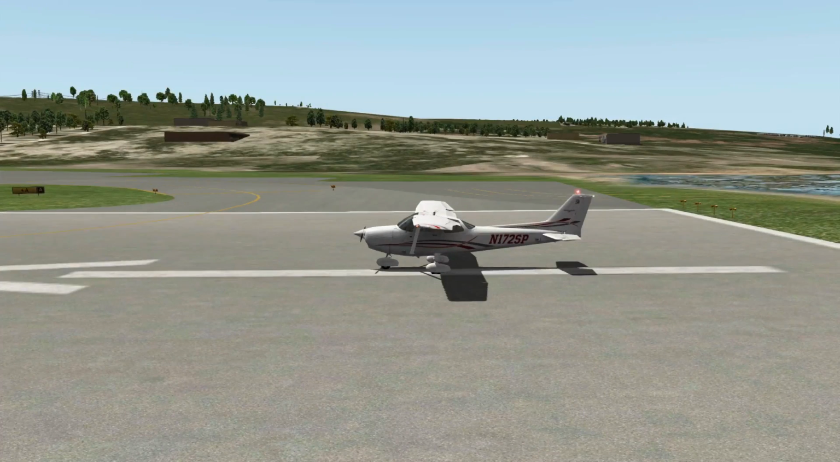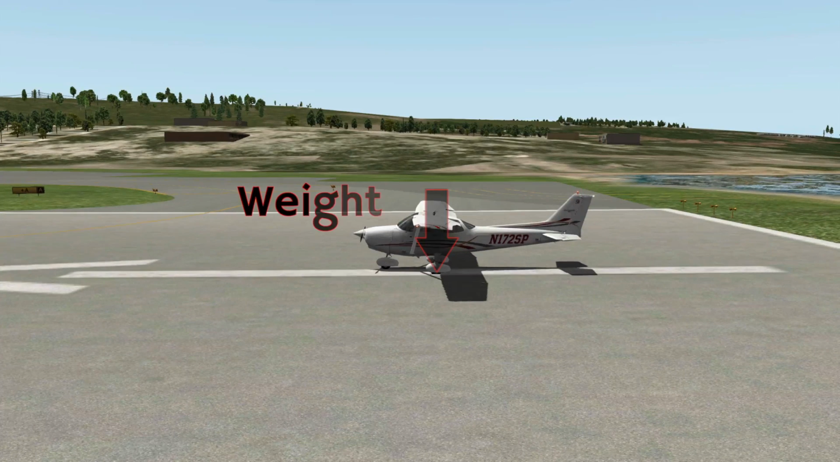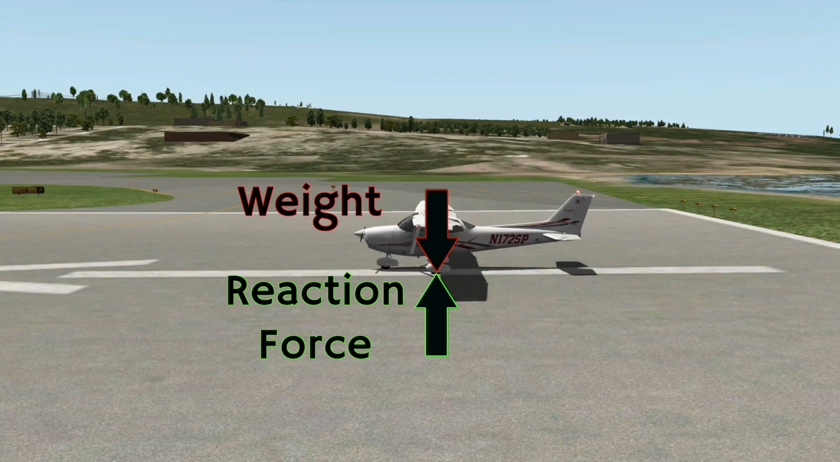Like all physical objects on Earth, an aircraft is acted upon by gravity, pulling it vertically downwards towards the centre of the Earth. We call this force weight. Whilst on the ground, the weight of the aircraft is opposed by an equal reaction force, acting upwards through the wheels.